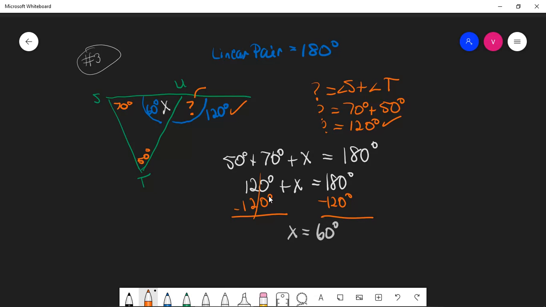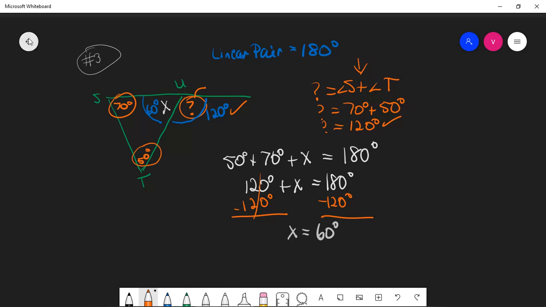So it just depends which way you want to look at it. This one right here is quicker and faster, okay? So 50 plus 70 equals the question mark there, the two that are farthest away, right? This question mark here is touching that U angle, the X there, but these two, 70 and 50, are the ones farthest away.